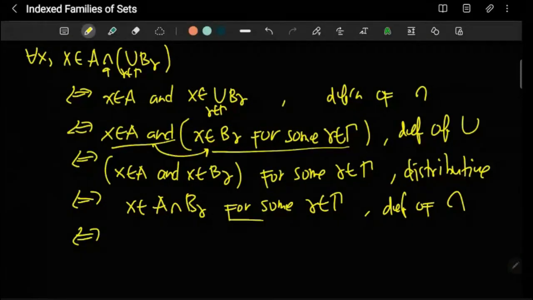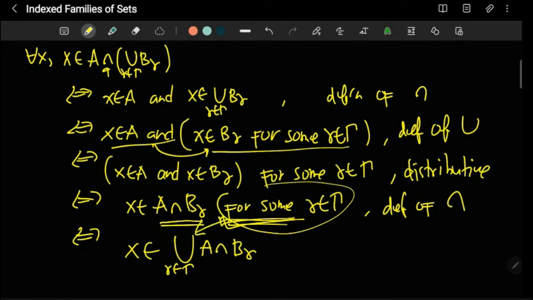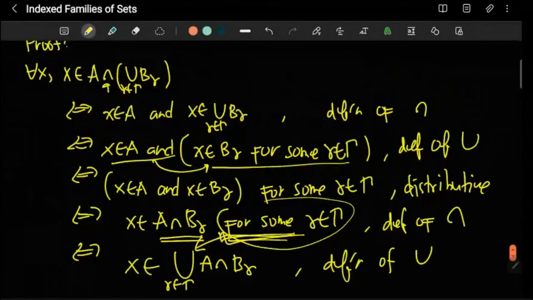But because this is for some, meaning there exists such a set such that the statement is true, you can find a gamma such that this statement is true for some. So that's an arbitrary union. That means x is in the arbitrary union of these elements for all gamma in the indexing set. So the for some becomes the arbitrary union. That's the definition of the arbitrary union. And so we are done because that's what we want to show.